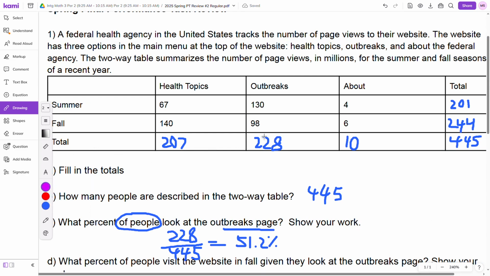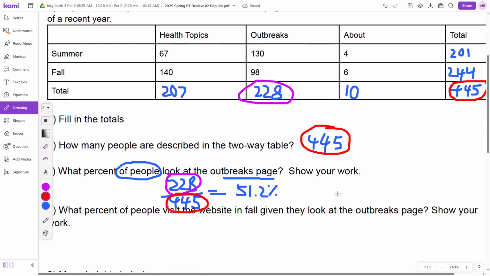And let me just highlight this real quick. I'll just color code this so you all understand where I got this from. This right here is the total. It's also where I got this from and where I got this from. And that is that for that.